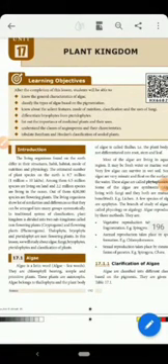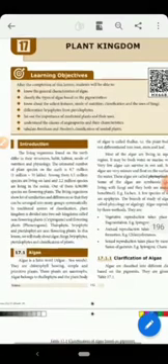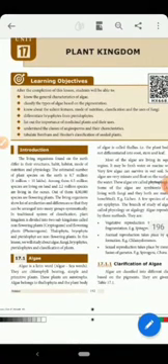Today we are going to learn about plant kingdom. Students, we find millions of living organisms on earth, but they are not the same in their structure, habitat, mode of nutrition and physiology. They have different structure, shape, habit and so on. They are divided into many groups.